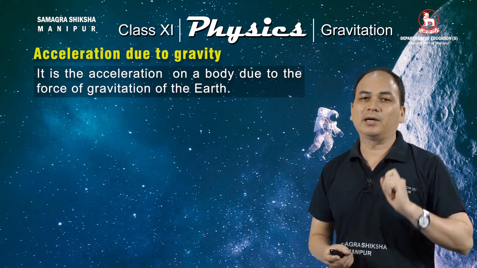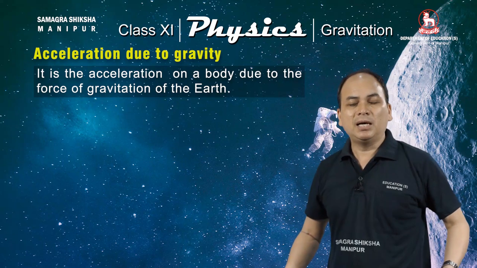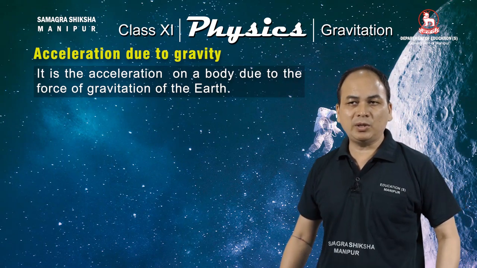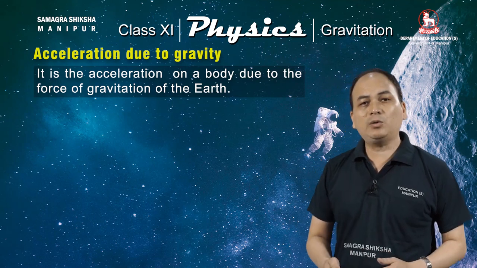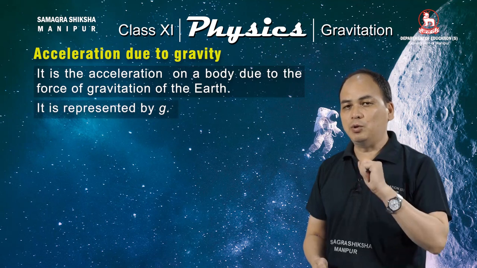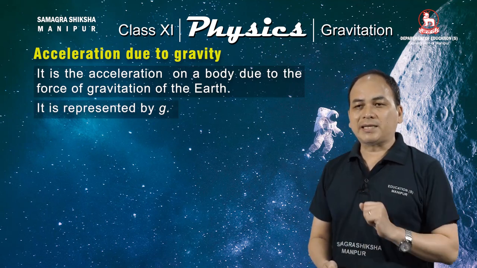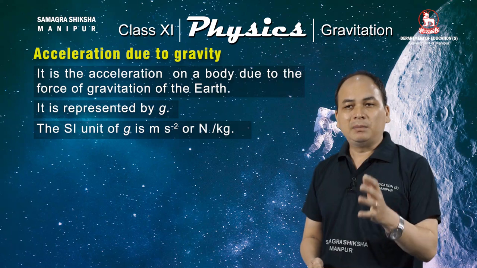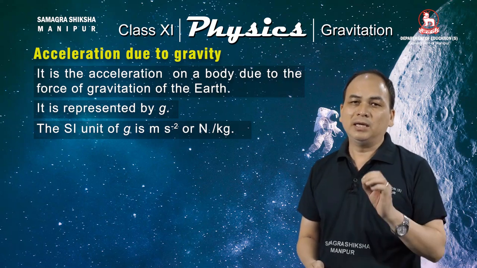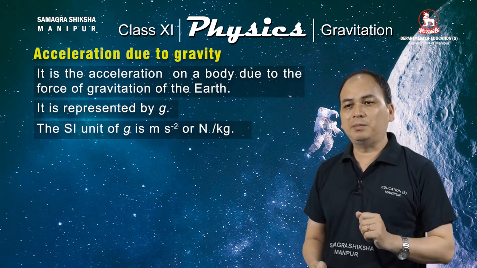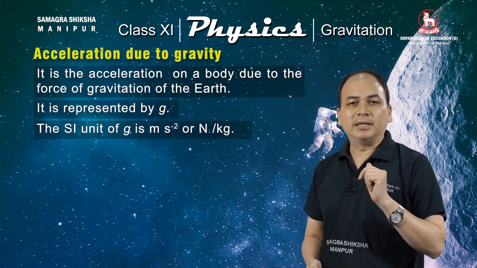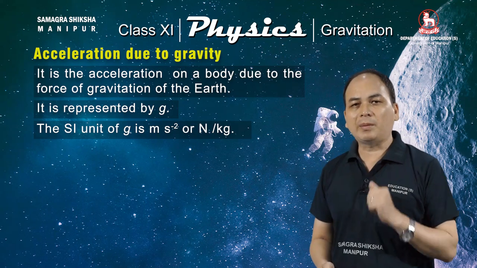Acceleration due to gravity is represented by small g. Even if I am not moving, the earth attracts me, so I am still experiencing acceleration. The SI unit of acceleration is meter per second square, or meter second to the power minus 2.